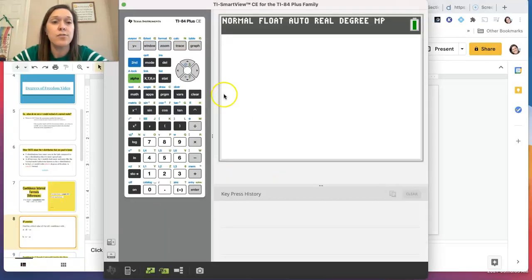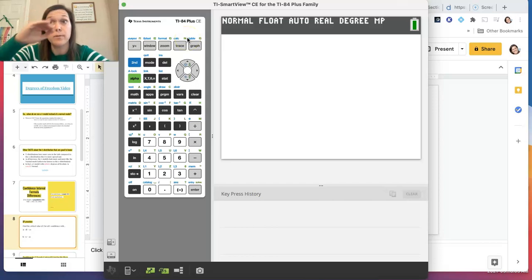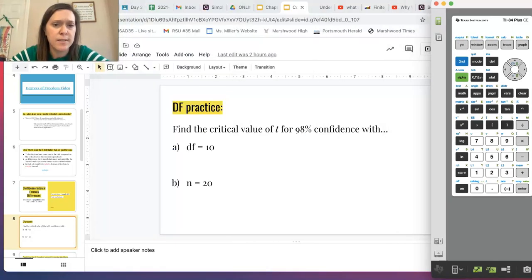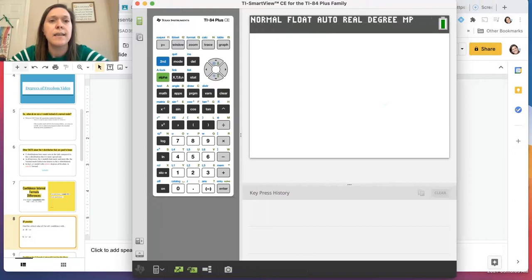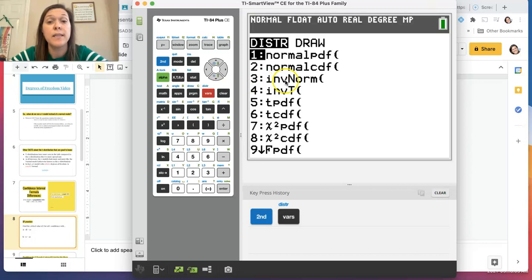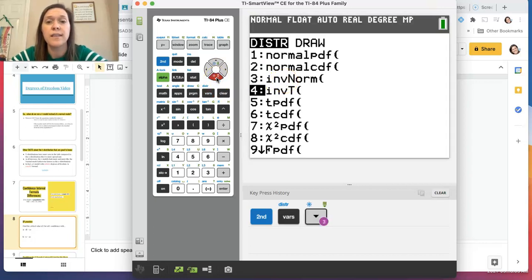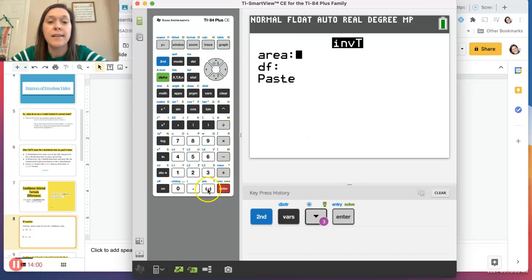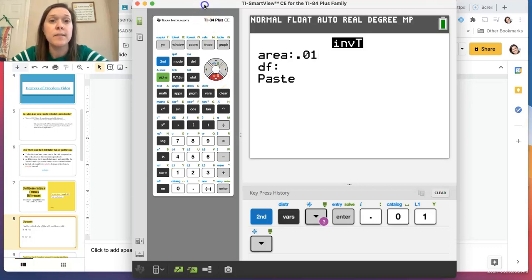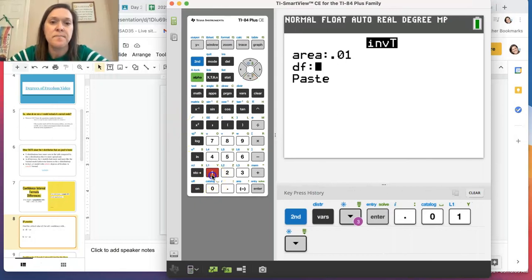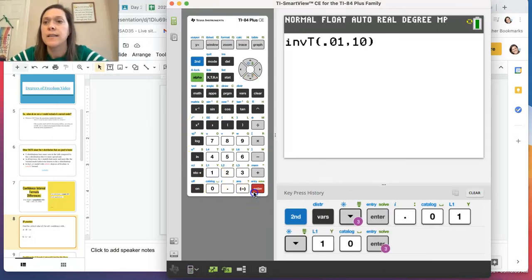Well, in a t distribution, we have multiple models depending on our degrees of freedom. So in this one, we're doing degrees of freedom of 10. When we go to second vars, instead of number 3, we're going to go down to number 4, inverse t, and then it's going to ask for our area, which still is 1% to the left, because 98, 2, and then cut in half. Our degrees of freedom is 10, and then I would hit enter. It's going to give me the negative version, but my t critical value would be positive 2.76.